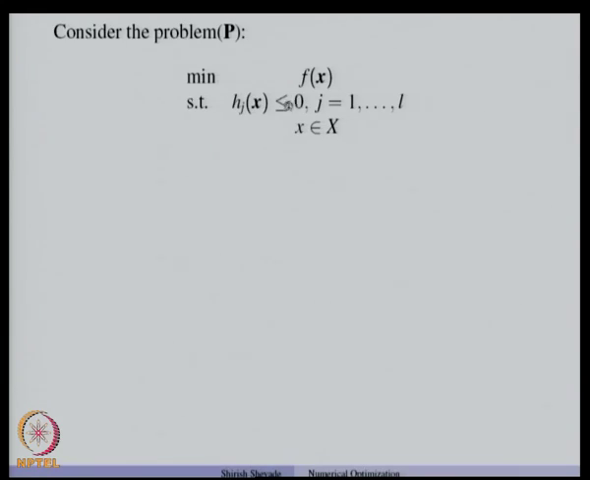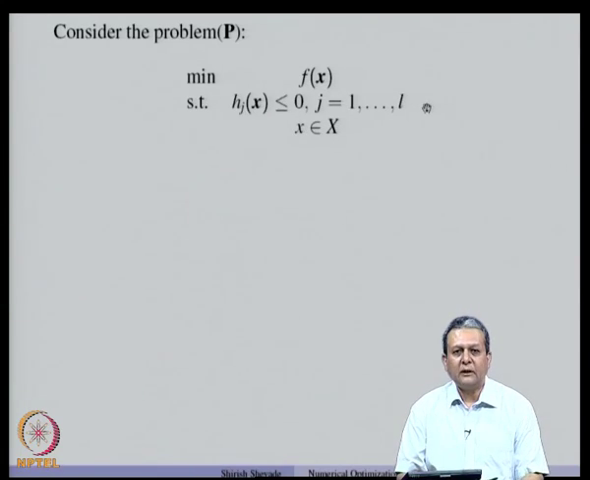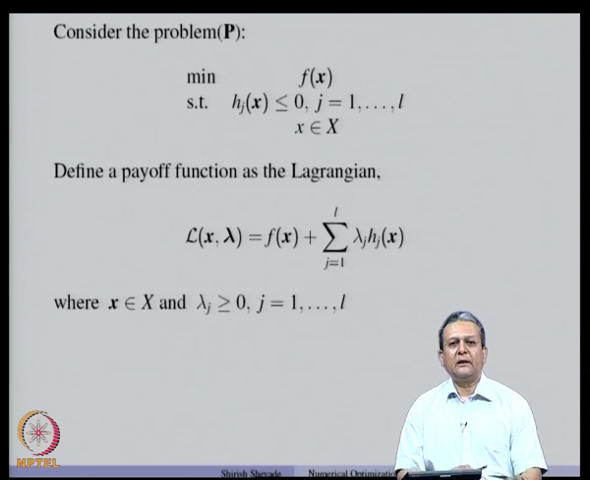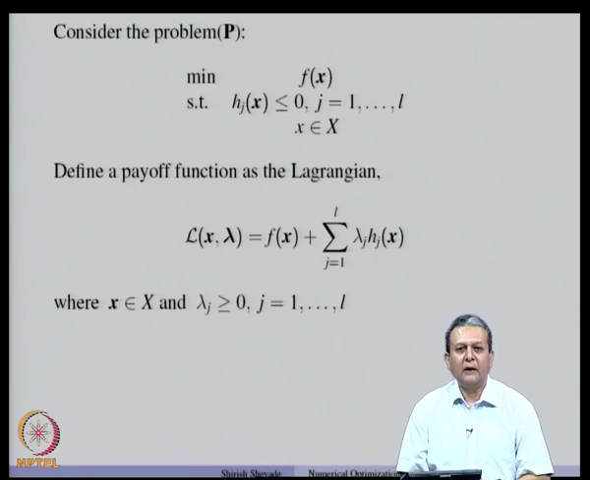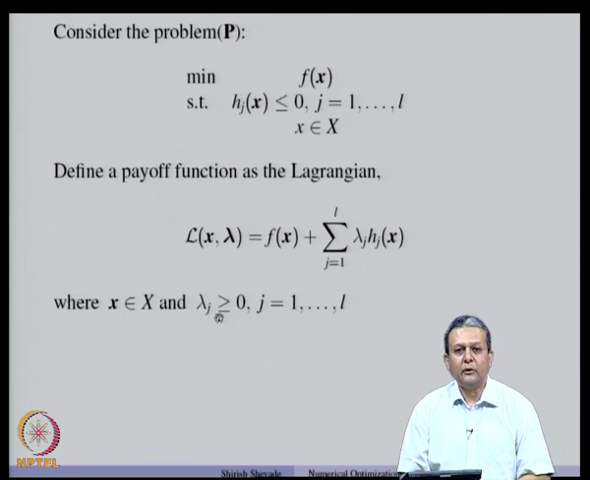Now, let us consider a problem: minimize f(x) subject to h(x) less than or equal to 0 and x belongs to X. Now, for convenience, we have not included the equality constraints here, but they can be included very easily. Now, let us define a payoff function as a Lagrangian function. So, in this case, the Lagrangian is f of x plus the sum of lambda j h j of x, where x is from the set X and lambda j is greater than or equal to 0.